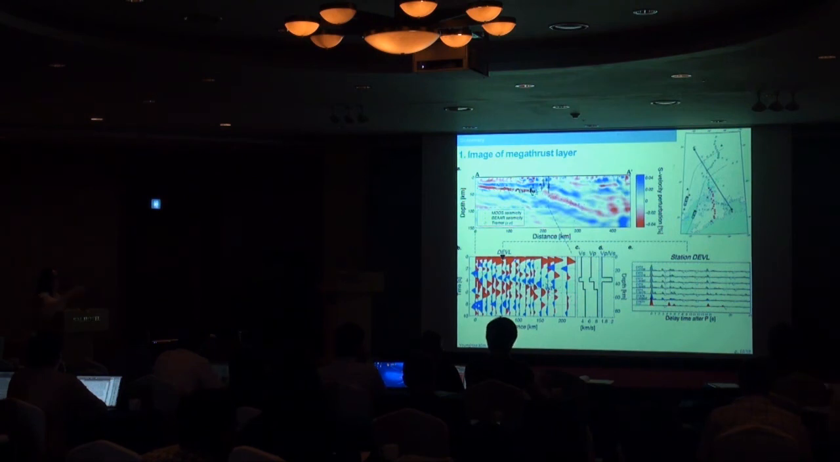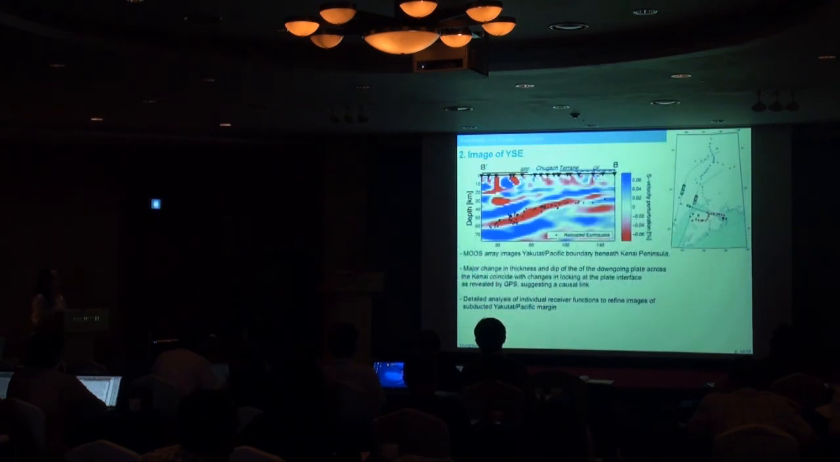One of the images is this megathrust layer, and we obviously need to compare our velocity with the field measurement. There's velocity information at Kodiak Island in Alaska, and we would like to compare our result to the field measurement as future work.